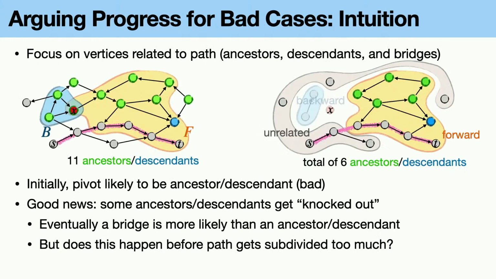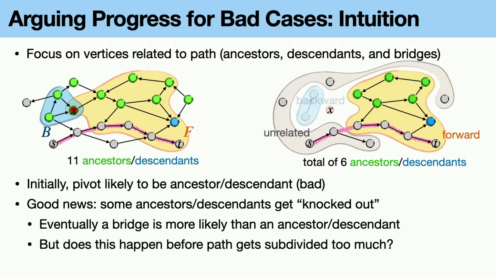Okay, so how do we argue that these bad cases are making any progress? And the trick is to focus on the total number of ancestors and descendants that are related to the path and its current subproblem. So in this example, all of these green nodes are currently ancestors of the path, and this blue node over here is a descendant. So there's 11 ancestors and descendants. We choose a random pivot like X over here.